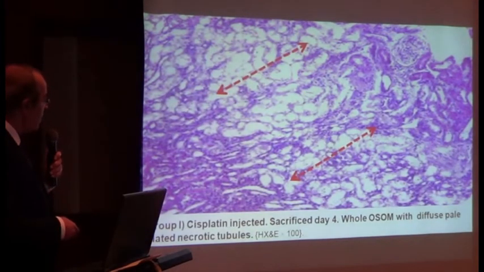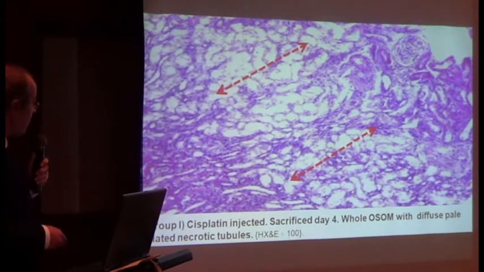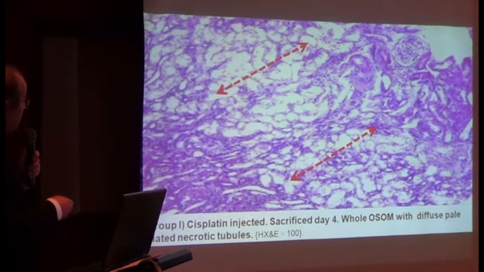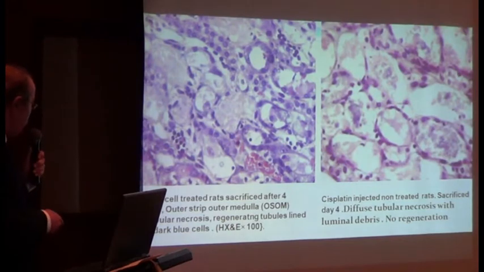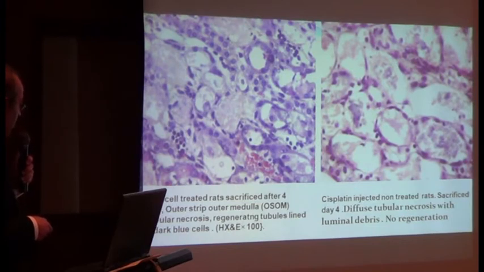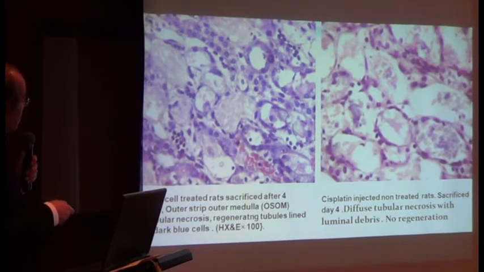Histology, I think Prof described this, but this is the extensive damage in the outer strip of the outer medulla. This is the tubular damage in the untreated group. And here you see 4 days after cisplatin injection and treatment. This is the untreated group. You see the damaged necrotic tubular cells, and this is the extensive interstitial edema.